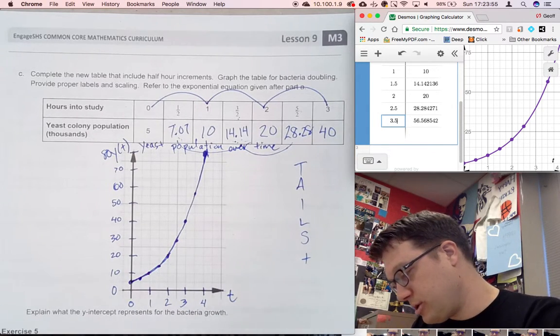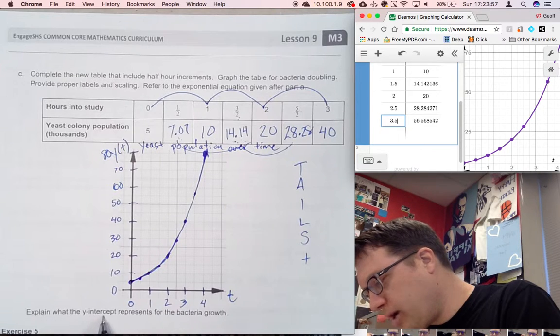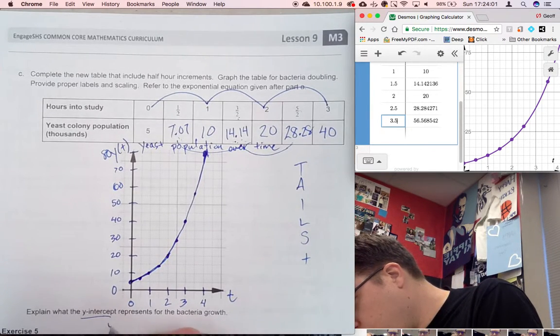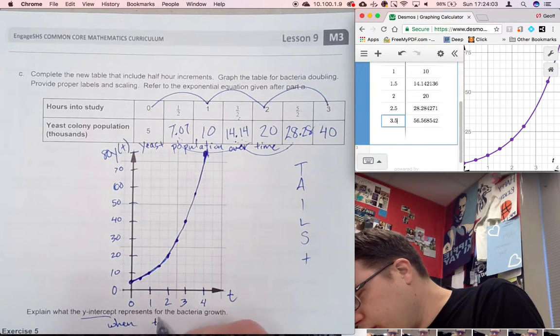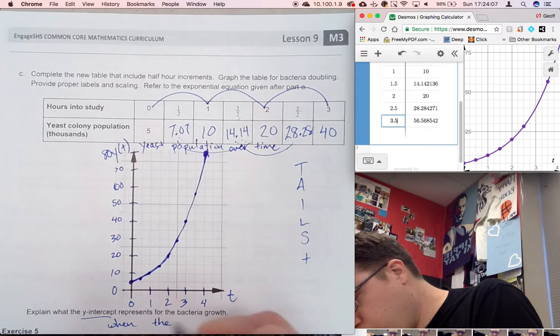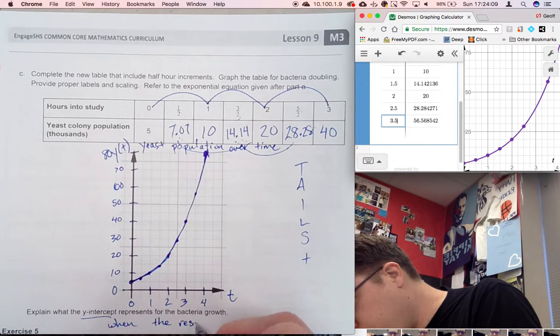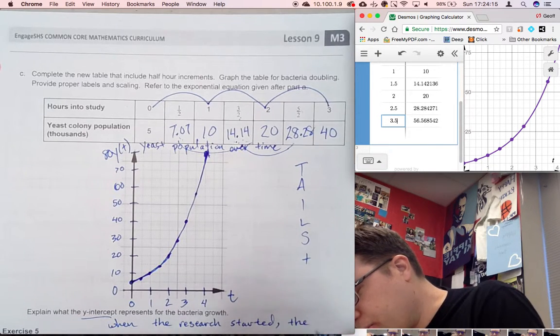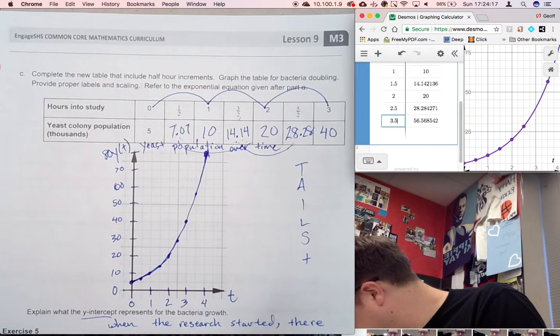And there you go. Explain what the y-intercept represents for bacteria growth. I mean, when the experiment, when the research started, there were 5,000 bacteria.